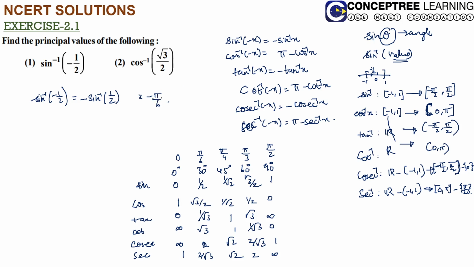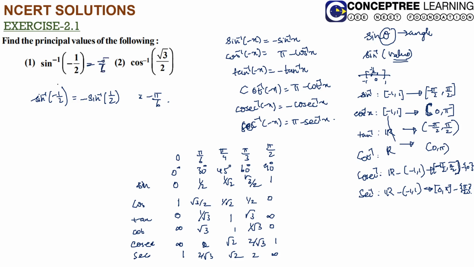Sine inverse of minus 1 by 2. First check whether this number lies in this domain or not. Yes, it is lying. So we go by this formula: sine inverse of minus x is equal to minus sine inverse of x. So that is minus sine inverse of 1 by 2. Just look in the table. For what value of theta do we get the sine value equal to 1 by 2? For pi by 6, that is 30 degree, the value is 1 by 2. So therefore, the outside negative stays as it is, and this value is pi by 6. So hence we get the answer of this first question: minus pi by 6.